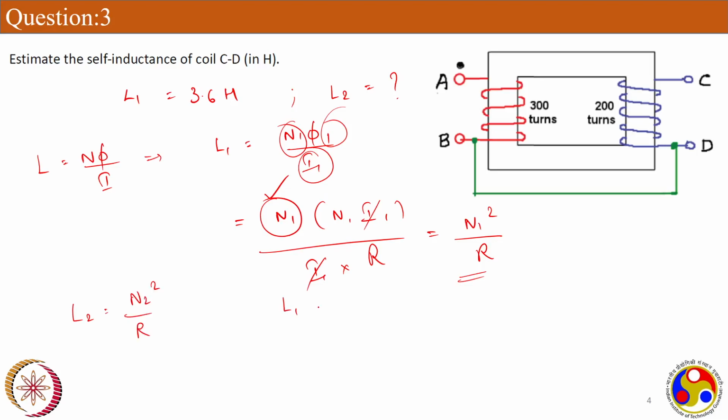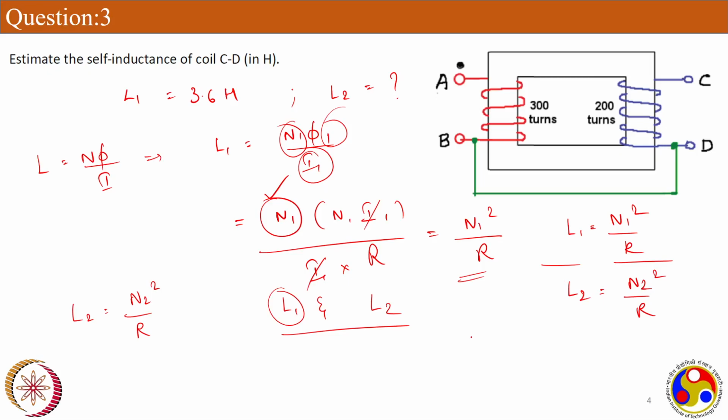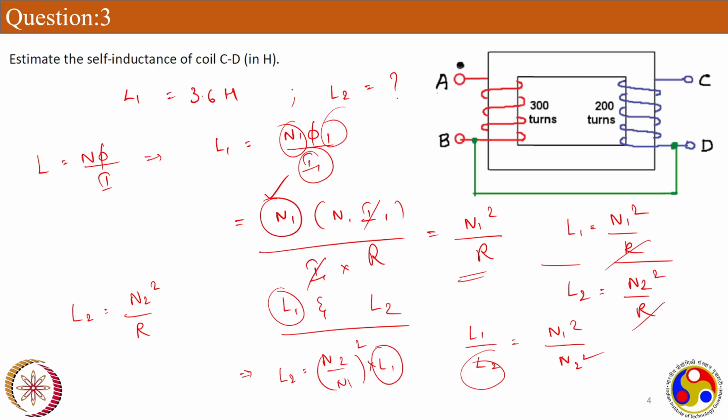So now I know the L1 and L2 relation, where I also know the L1 value. L1 is equal to N1 square by R, L2 is equal to N2 square by R. Now take the fraction of both, L1 by L2. We need L2 ultimately. So N1 square divided by N2 square, the R and R get cancelled. You know all the terms except L2. A simple calculation. L2 is equal to N2 by N1 whole square multiplied by L1. L1 is already given as 3.6, so you should get a value of 1.6 Henry.